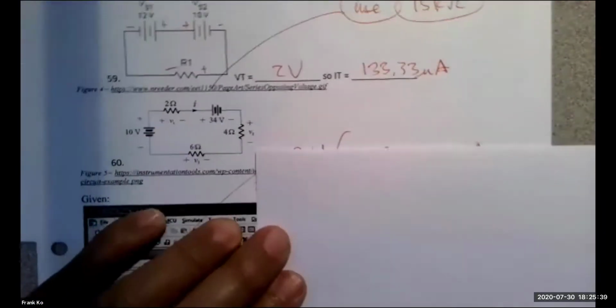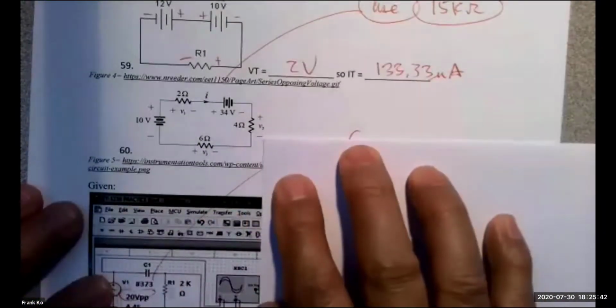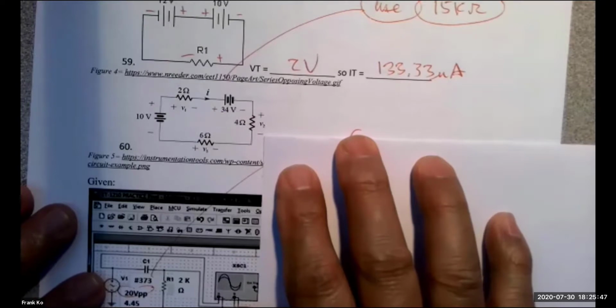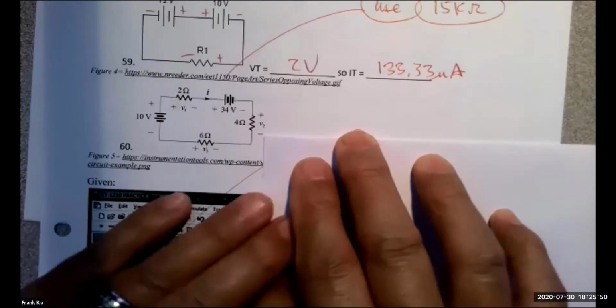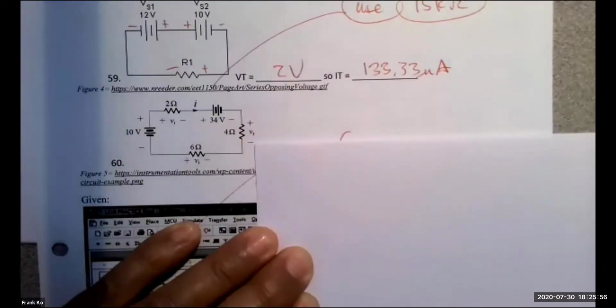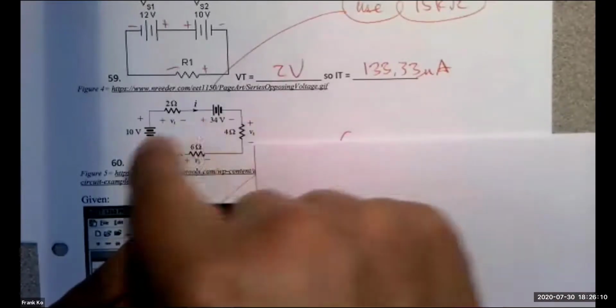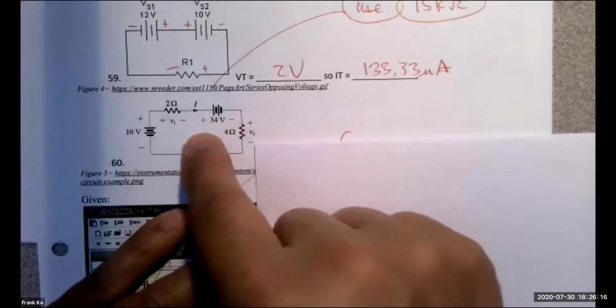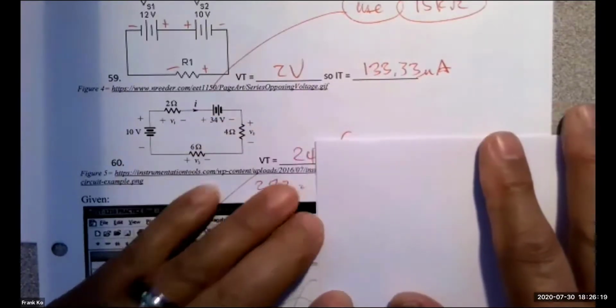This is a good one. Here, we venture more into the area of series aiding or series opposing. The very first question you're asked is, what is my total voltage on this particular circuit? The question will go to Ephraim. Number 60. I have 24 volts. 24 volts, because these are series opposing. Might is right. What that means is the bigger one will subtract the smaller one. So 34 take away 10 will give you 24 volts.